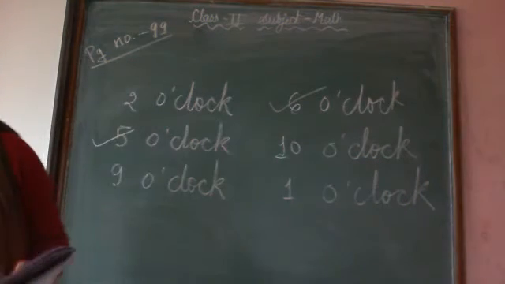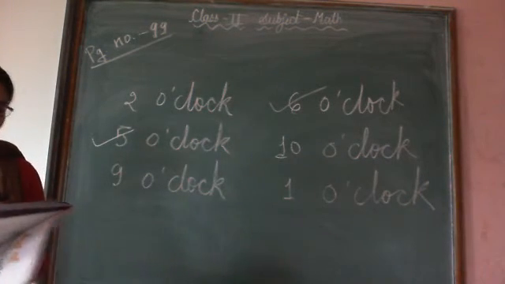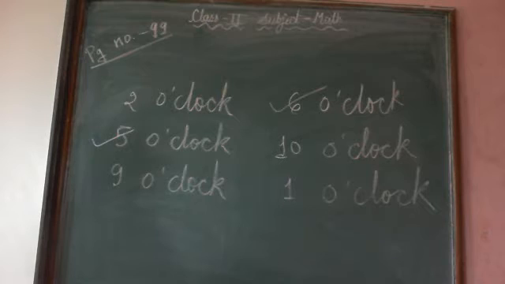Now, the next one, time for breakfast. Is it 10 o'clock, 1 o'clock or 7 o'clock? We woke up at 5 o'clock, brushing teeth at 6 o'clock and taking breakfast at 7 o'clock. So take 7 o'clock.